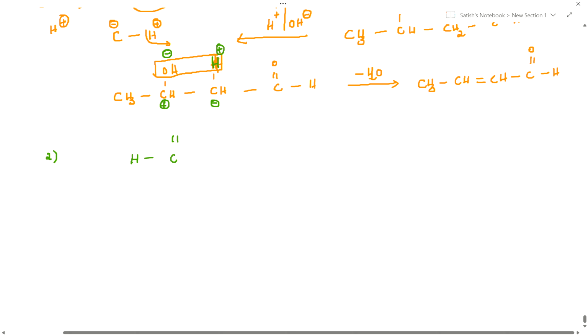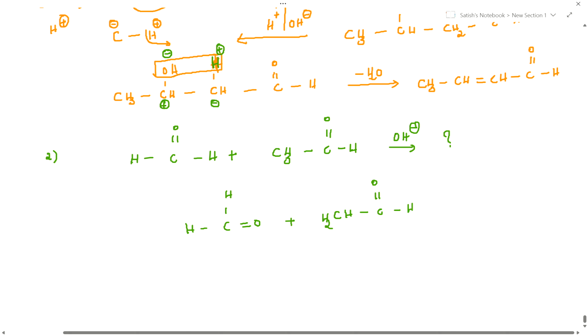HCHO reacting with acetaldehyde. Okay, in the presence of OH minus, what is the answer? Can you use the shortcut? See, here alpha hydrogens are not there, so it can act like a nucleophile. You can write like this. Which one is having alpha hydrogens? We have to remove two alpha hydrogens. So like this you can write.